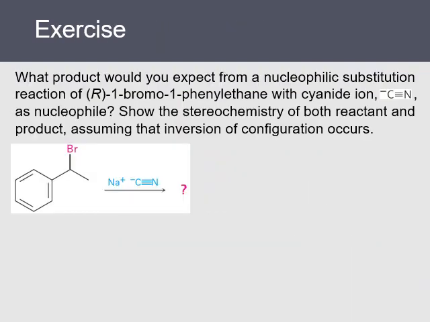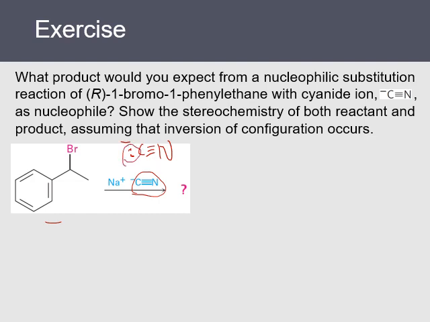Exercise. What product would you expect from a nucleophilic substitution reaction of R 1-bromo-1-phenylethane with cyanide? So this is cyanide as a nucleophile. Note that sometimes we omit the lone pair electrons, but they are there. We just don't draw them. It's this lone pair of electrons that will attack the carbon.